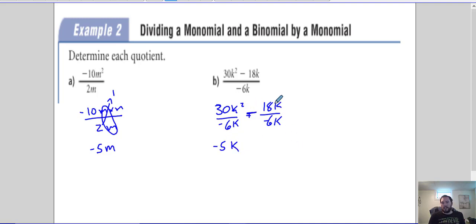And then minus 18 divided by negative 6. So we get 3. And then k divided by k. Again, they cancel and give us 1. So we're simply left with negative 5k plus 3.